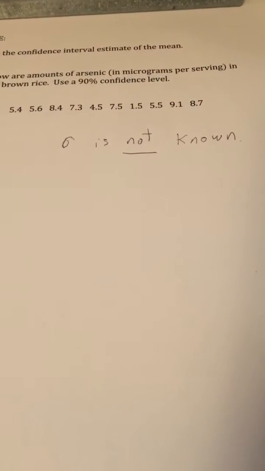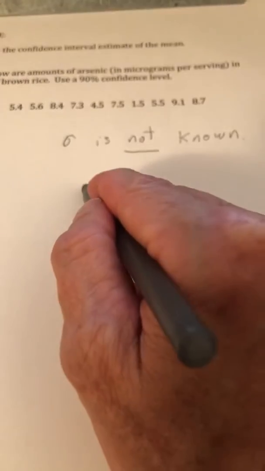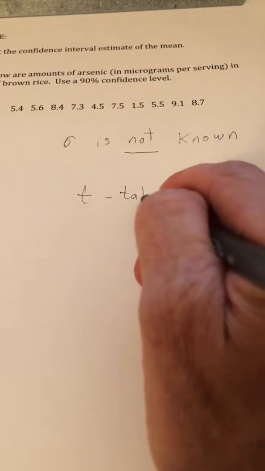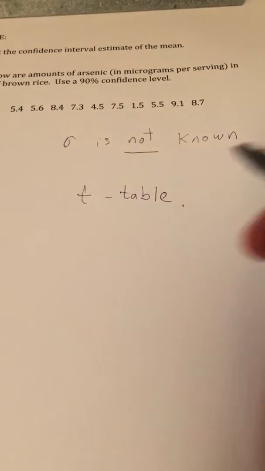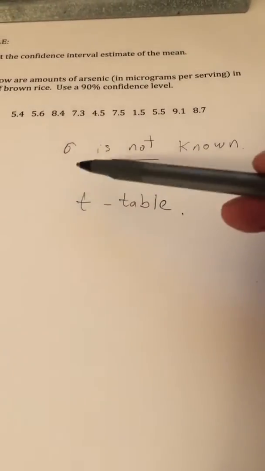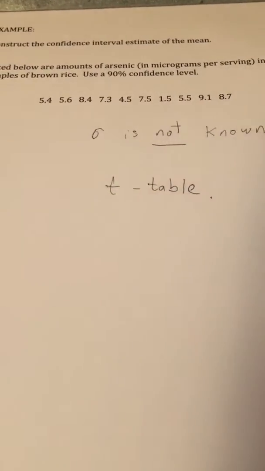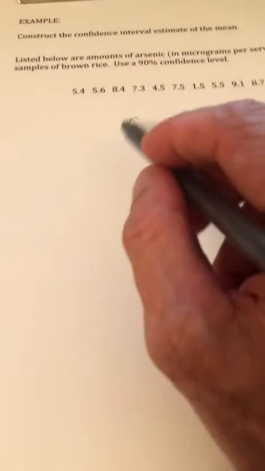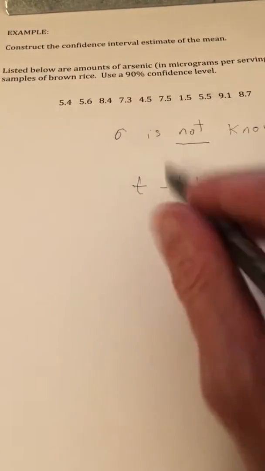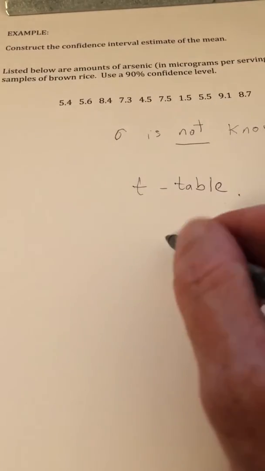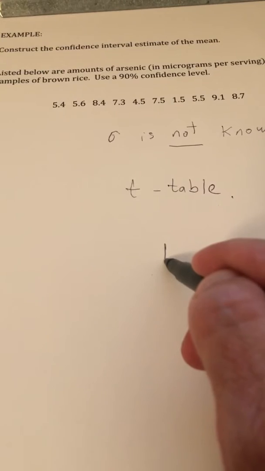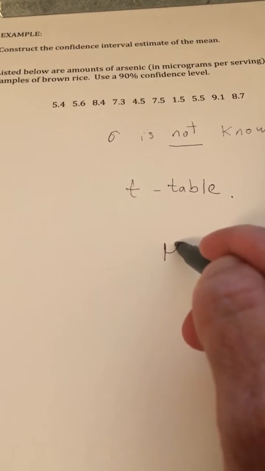So what that means is that we're going to end up having to use the t-table. And that's okay. In real life, very rarely are you going to know the population standard deviation. So, remember, confidence interval. What we're looking for is what here? It's the confidence interval estimate of the mean.